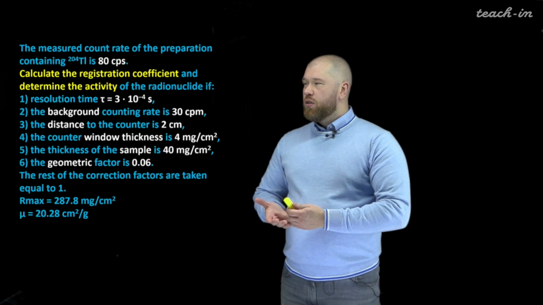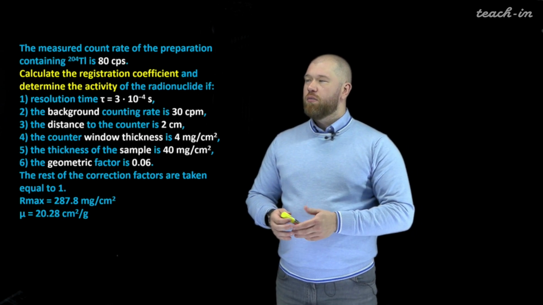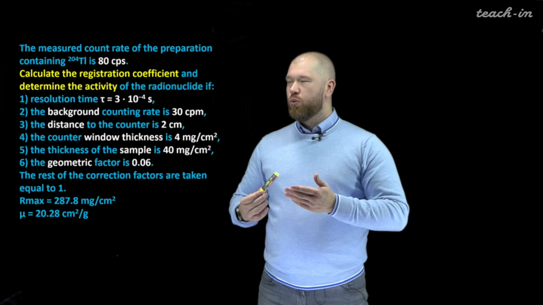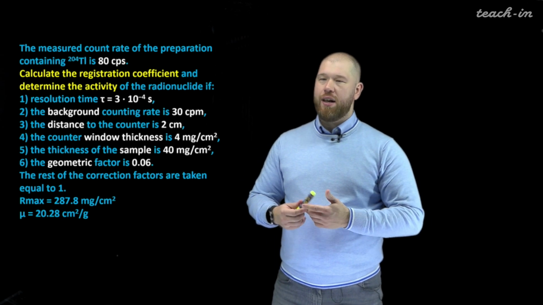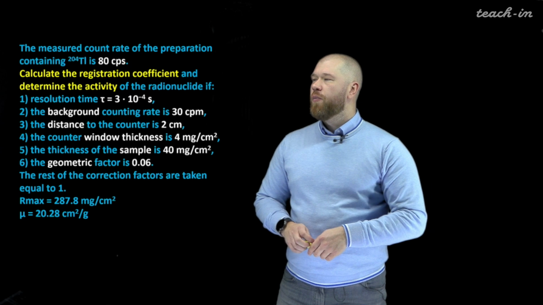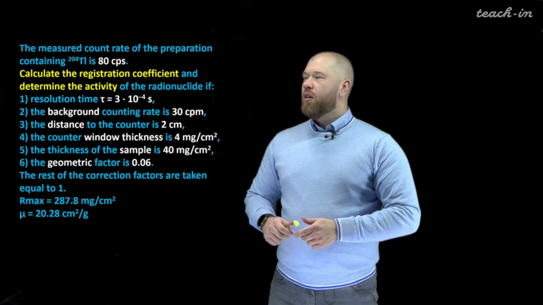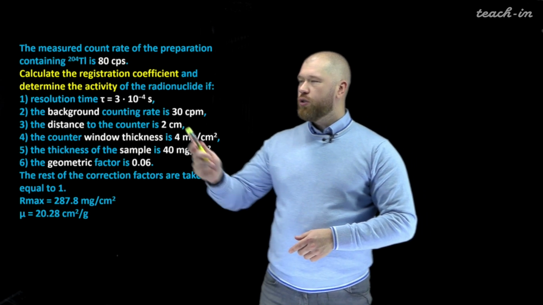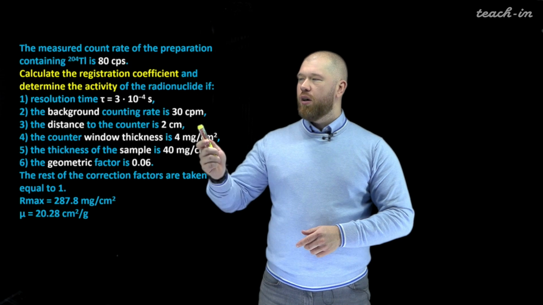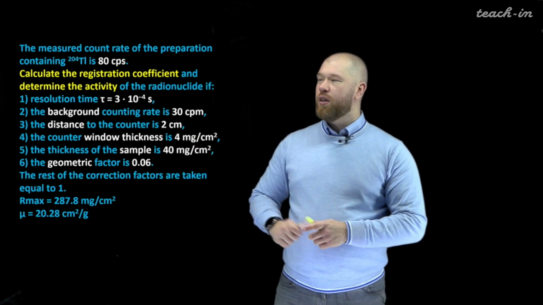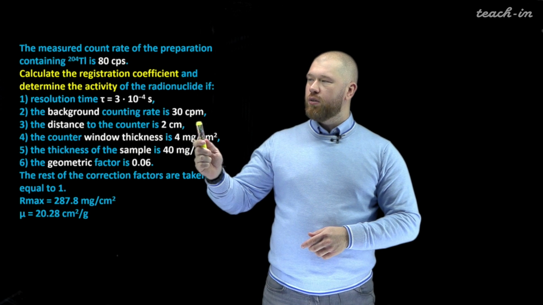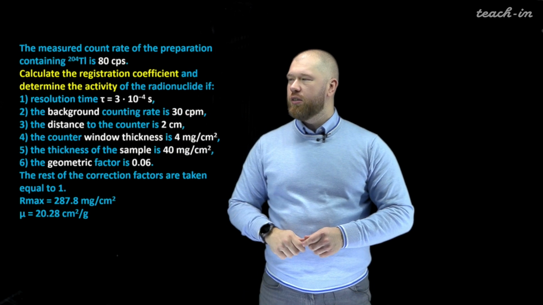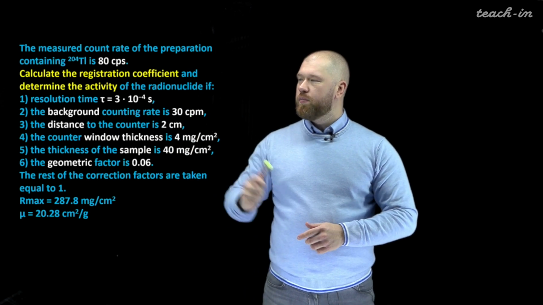So the question is to calculate first the registration coefficient and to determine the activity, so the absolute activity in becquerels of the radionuclide, meaning thallium-204, if the resolution time is this number, the background counting rate is 30 counts per minute. Please take into account that here it is second and here is minute.